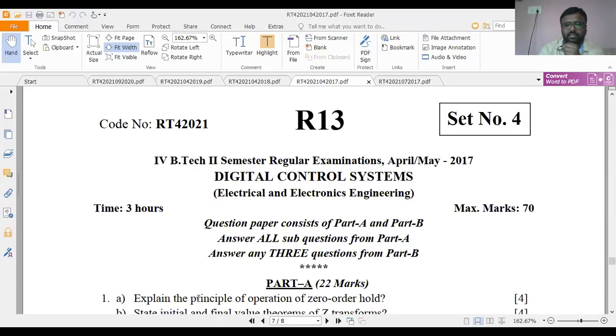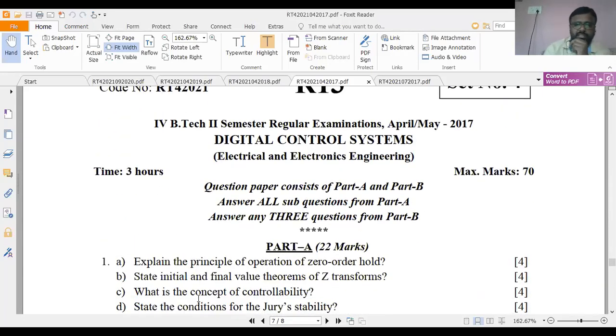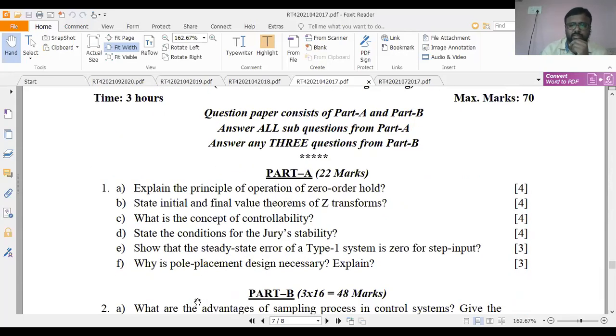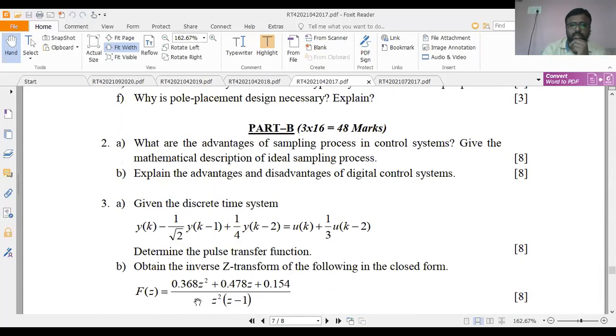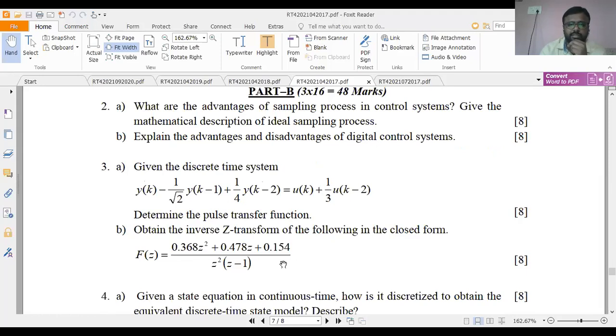And this is the fourth set of the university paper. State the initial and final values of the Z transform. And next one, this is the essay question. Given the discrete function, determine the pulse transfer function. Pulse transfer function is nothing but Z transfer function. That is, you have to determine the value of Y(z) divided by Q(z). And after that, you have to determine the inverse Z transform of the closed loop form. Okay.